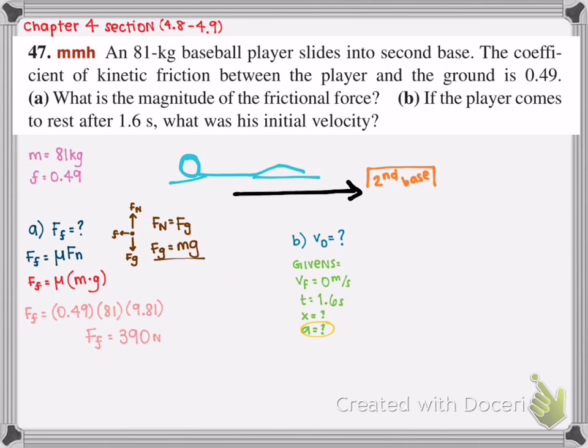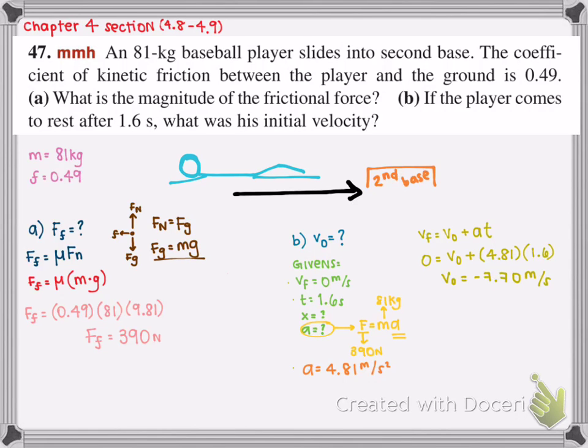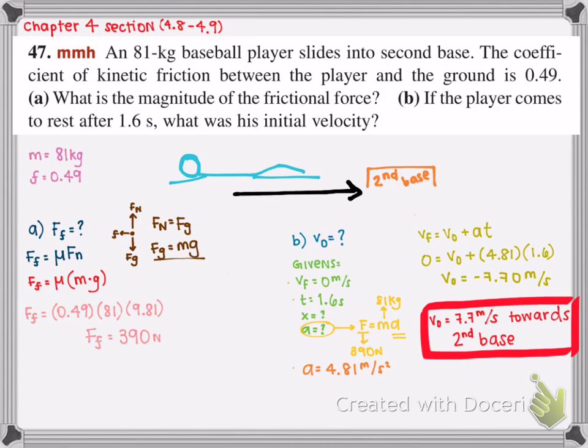So we need to use the force equals mass times acceleration formula in order to find the acceleration. Since we know the force is 390 newtons, and we know the mass, which is 81 kilograms, we can solve for acceleration and we get 4.81 meters per second squared. Now that we know the acceleration, we can use kinematics to solve for the initial velocity. We plug in our values into the equation, and our initial velocity is negative 7.7 meters per second, or in other words, 7.7 meters per second towards second base.